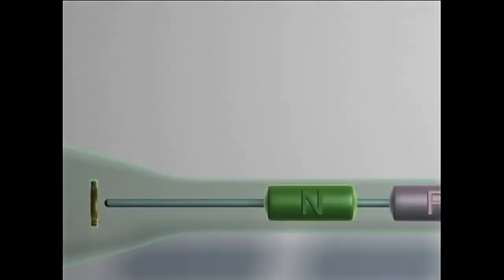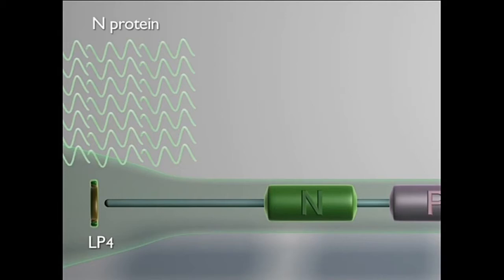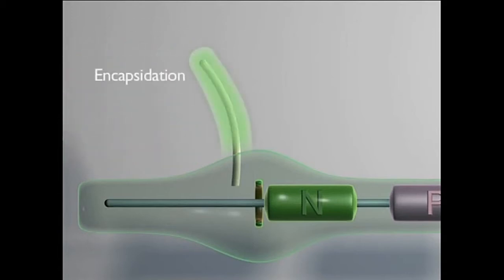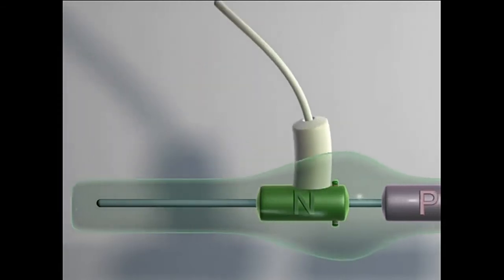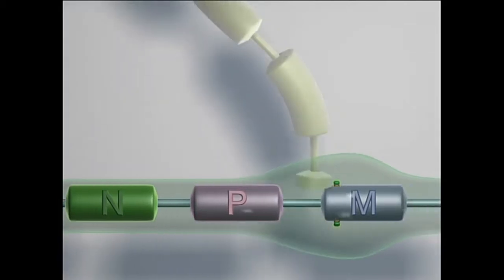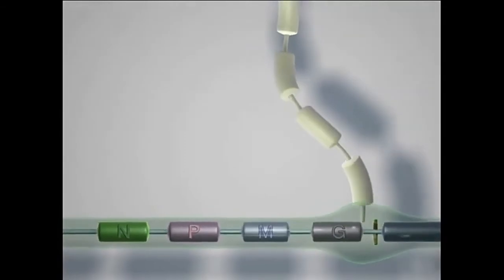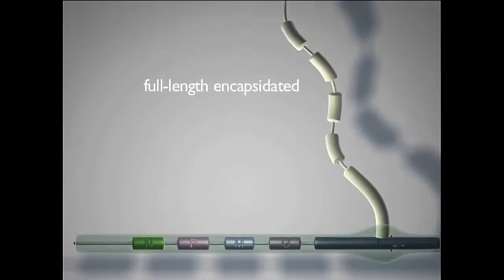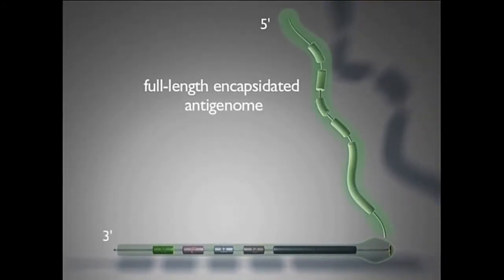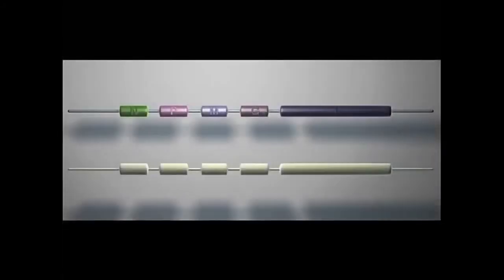Back at the replication site, the transcriptases are still transcribing messenger RNAs. But as soon as enough N protein is produced, it will bind at the 5' end of the product RNA, where the encapsulation signal lies. This results in encapsulation and elongation of the leader. The viral RNA polymerase will ignore the sequences at each junction. It will ignore their start-stop mechanism, and it will generate full-length encapsulated RNA that is complementary to the genome. In other words, the encapsulation of the leader regulates the switch from messenger RNA synthesis to anti-genome synthesis. Replication has begun.